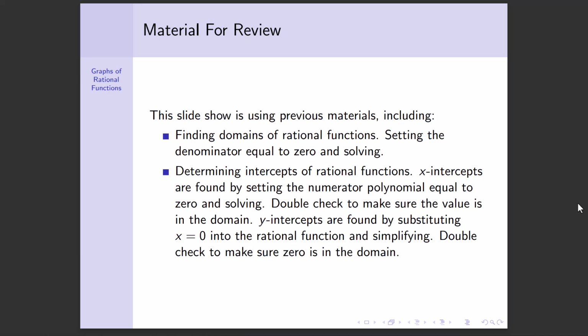Some materials for review include finding domains of rational functions. This is done by setting the denominator equal to 0 and solving. We shall also want to determine the intercepts of rational functions. X-intercepts are found by setting the numerator polynomial equal to 0 and solving. We're going to double check to make sure the value is in the domain. And we're also going to find the y-intercept, which is found by substituting x equals 0 into the rational function and simplifying. Again, double check to make sure that 0 is in the domain.